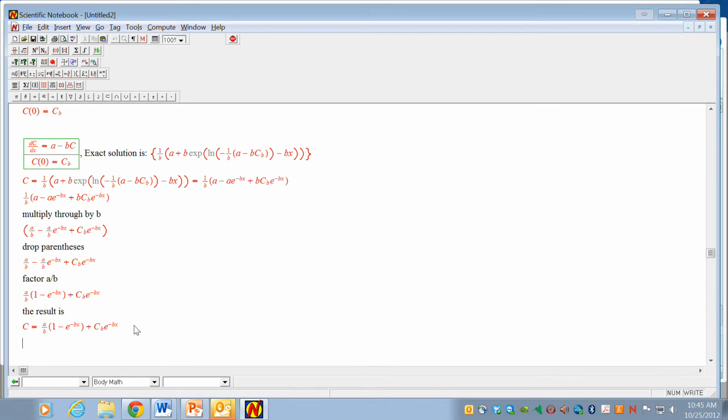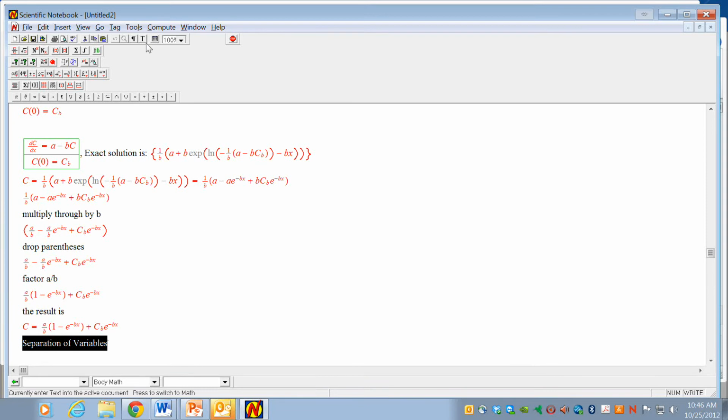Okay, so let me show you now a different way to do this. This method right here used the ability of Scientific Notebook to solve ordinary differential equations. We don't really see how it did it, and so this is okay for some applications, but one of the problems is that if Scientific Notebook can't solve it, then you're out of luck.